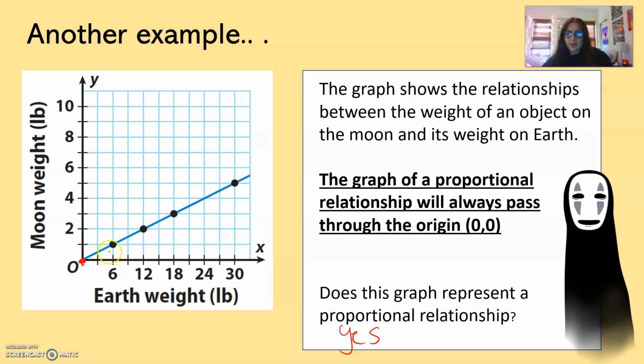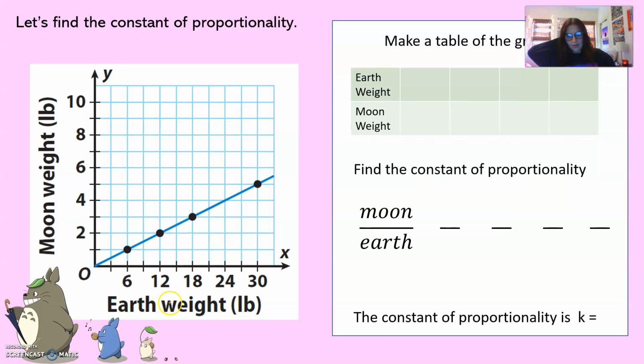And next we're going to look at each of these points. So now we need to remember our x, y coordinates. We want to find our constant of proportionality given this graph. Let's make a table of this graph so then we can look at our ratios like we did with the swim lesson example. So let's figure out what each of our points are first.